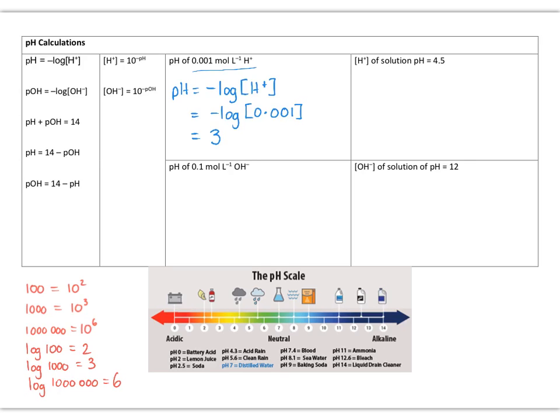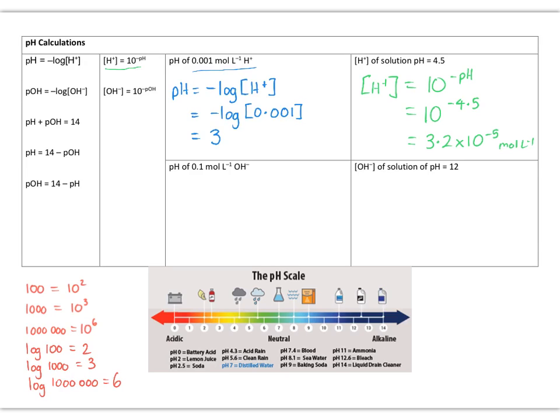Now if we want to go the other way, if we want to know the hydrogen ion concentration because we know the pH, we use this formula here. Concentration of hydrogen ions equals 10 to the minus pH, equals 10 to the minus 4.5. Put that into our calculator and we get 3.2 times 10 to the minus 5 moles per litre.